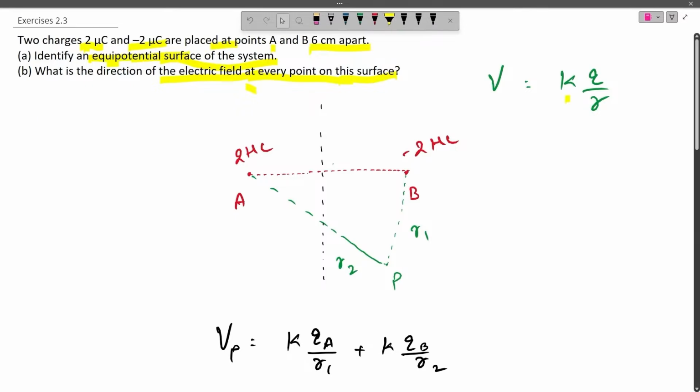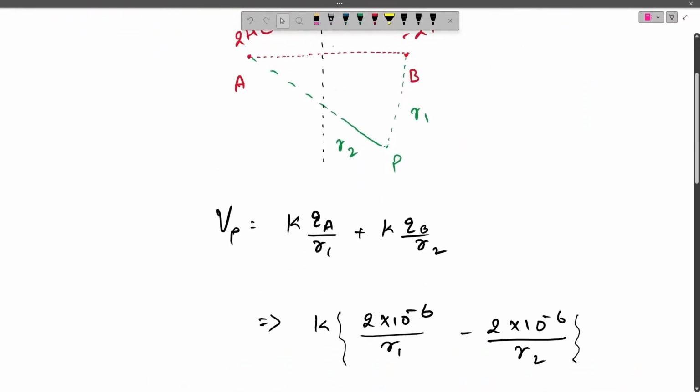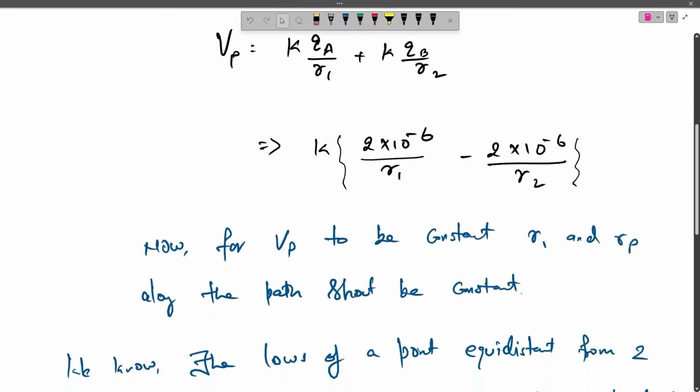So let us proceed by a general approach. Electric potential at any point P would be given by kqa by r1 plus kqb by r2. Now here qb is negative of qa, so we can write it as k times 2 into 10 to the power minus 6 by r1 minus 2 into 10 to the power minus 6 by r2. Now for Vp to be constant, r1 and r2 along the path should be constant.